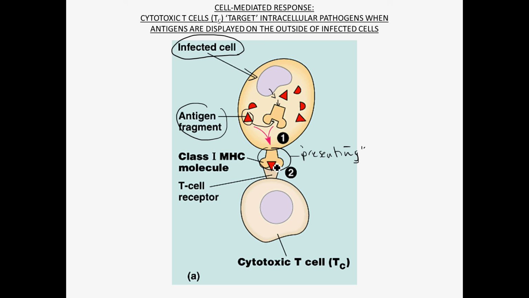And when this presentation happens, you now get a cytotoxic T cell that will actually bind. And so this T cell receptor here binds. And again, we know that when things bind together, you get a conformational change, and then you're going to get some sort of response on the part of this cytotoxic T cell. So let's look at that in a little bit more detail here.